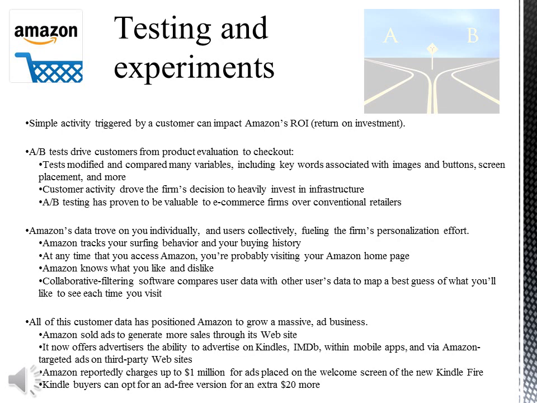Amazon's data trove on you individually and users collectively fuels the firm's personalization effort. Amazon tracks your surfing behavior and your buying history. At any time that you access Amazon, you're probably visiting your Amazon homepage. Amazon knows what you like and dislike. Collaborative filtering software compares user data with other users' data to map a best guess of what you like to see each time you visit.